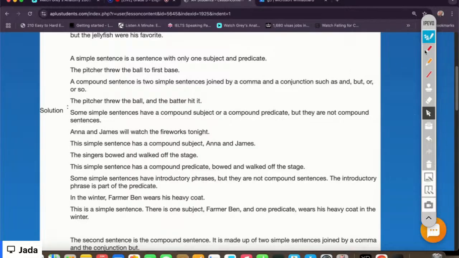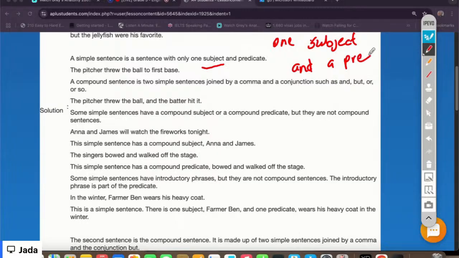Alright, so let's start then. A simple sentence is a sentence with only one subject and a predicate. So it has one subject and one predicate. We have: the pitcher threw the ball to first base. Now, this is a simple sentence because it is one subject and a predicate. There's no comma whatsoever. It's just a plain sentence.